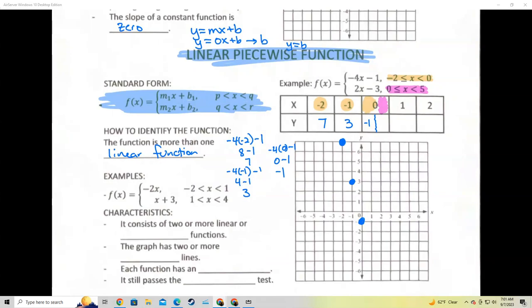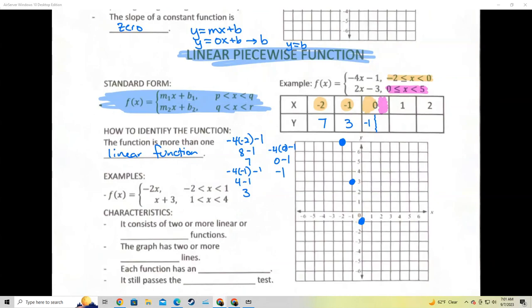Hey, remember what we said about sets? The 0. Can it be really 0 here? No, because it says it's not equal to 0. It's just less than. So this line is going to get close, close, close, but it's actually not going to touch that dot. How do I show that it gets really close to this dot but doesn't get there?